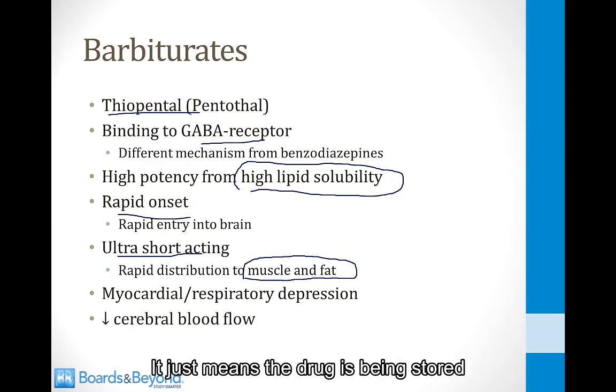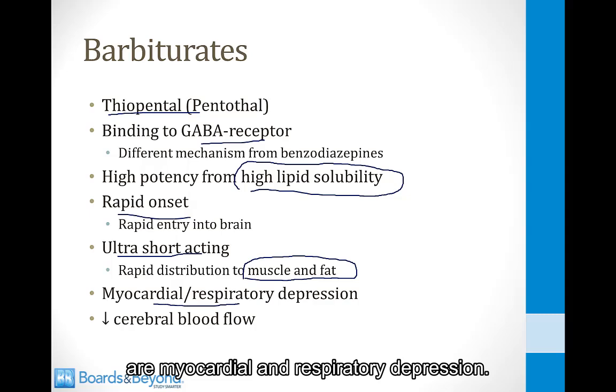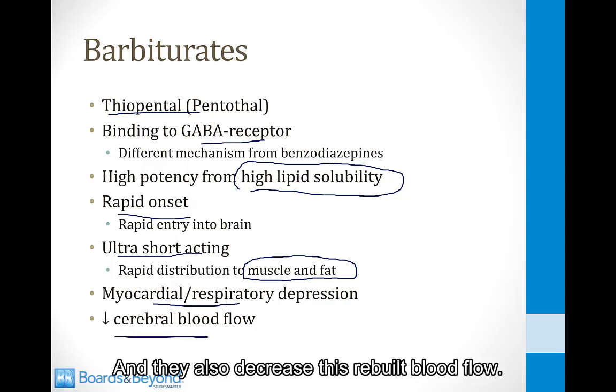It just means the drug is being stored in the muscle and fat. It actually takes a while for it to completely wash out of the body. Side effects of barbiturates are myocardial and respiratory depression, and they also decrease the cerebral blood flow.